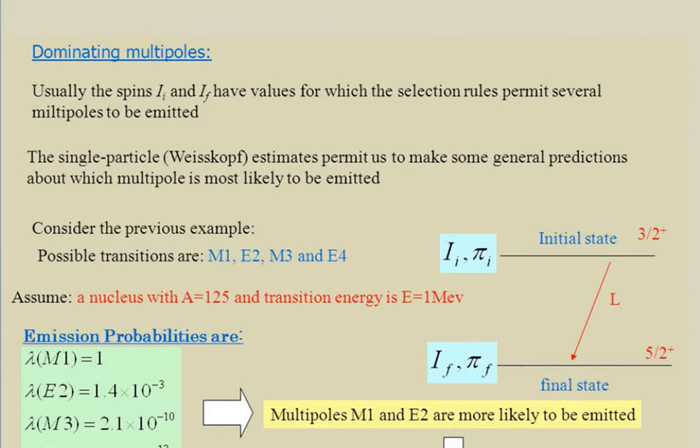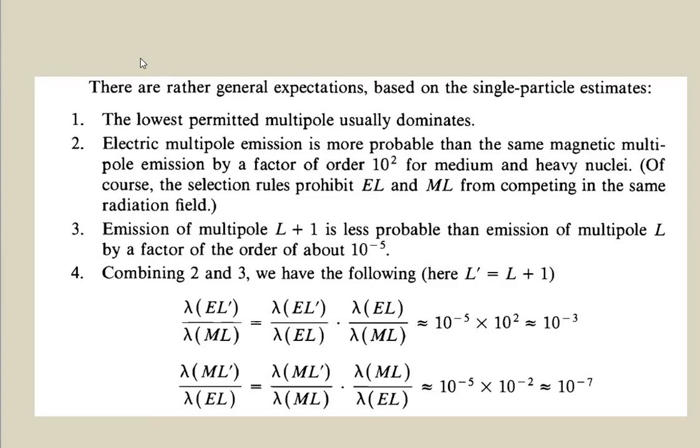Or it will be the dominating multipole. Okay. So these are the probabilities of multipole transitions. Okay, so this is the probability. Not all transitions obey the rules completely every time. Many times, this is the most accepted one. So the lowest permitted multipole is usually dominant. Normally the lowest permitted multipole will be the dominating radiation.